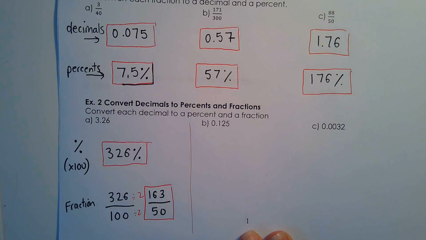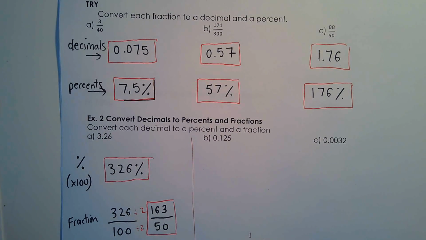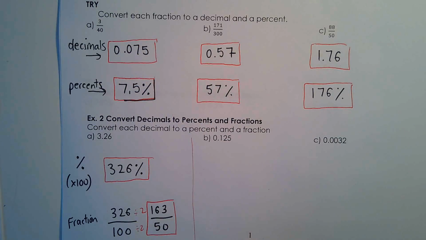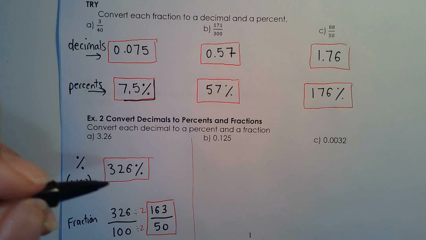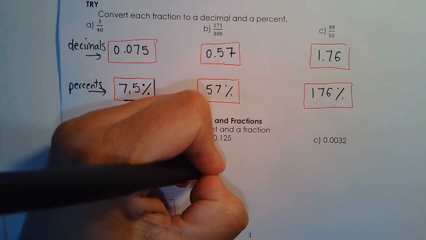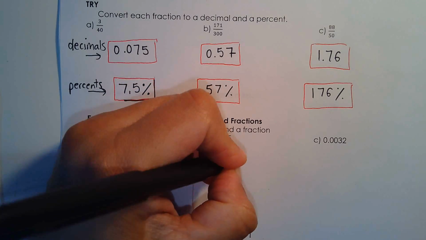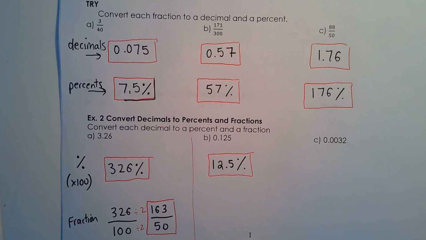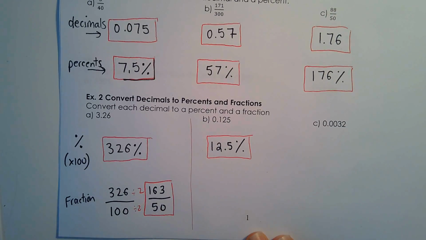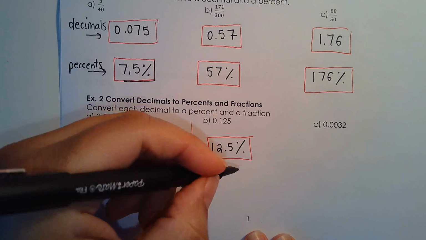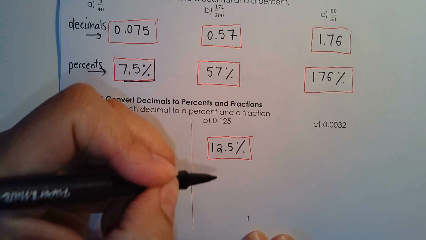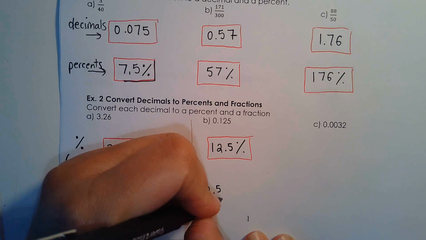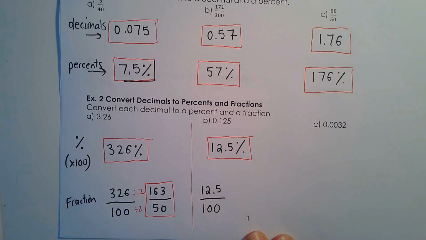So let's try example B. We're going to take that decimal and turn it into a percent. So we'll times it by 100. So 12.5%. And now we want to turn that into a fraction. A percentage means over 100. So we have 12.5 over 100.